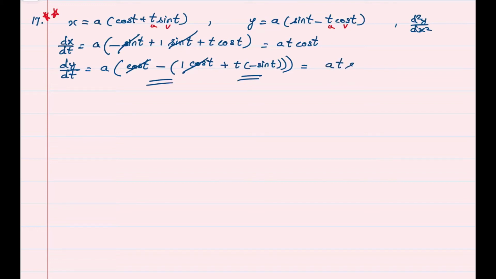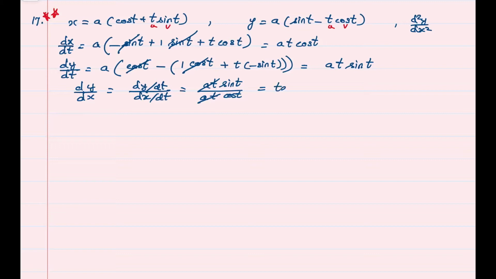Let us find the first derivative dy upon dx, which is dy by dt upon dx by dt. We have to write dy by dt in the numerator. At sin t upon at cos t. Sin t over cos t is tan t. Dy by dx is tan t.